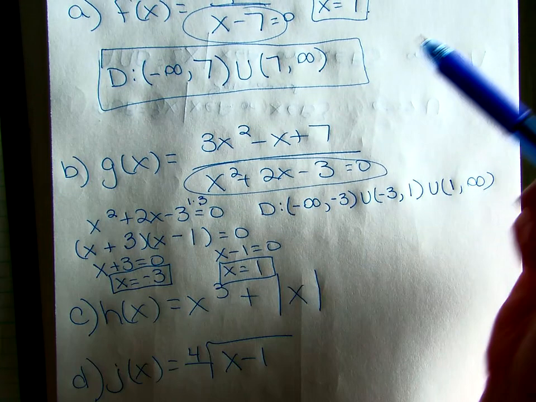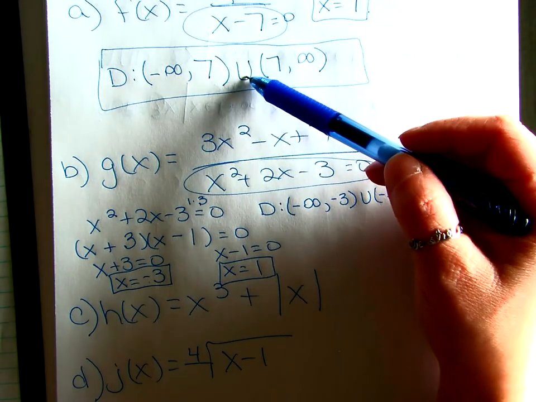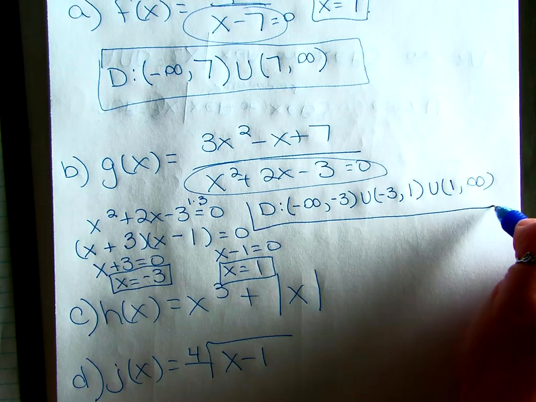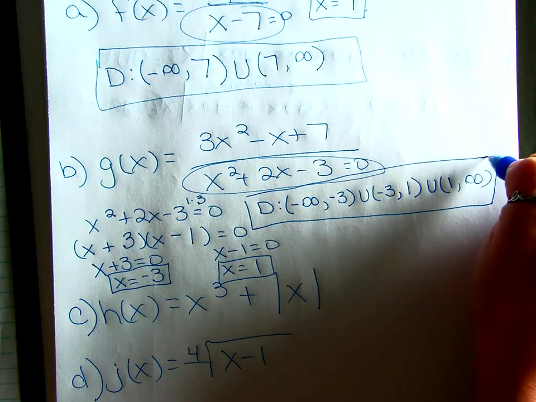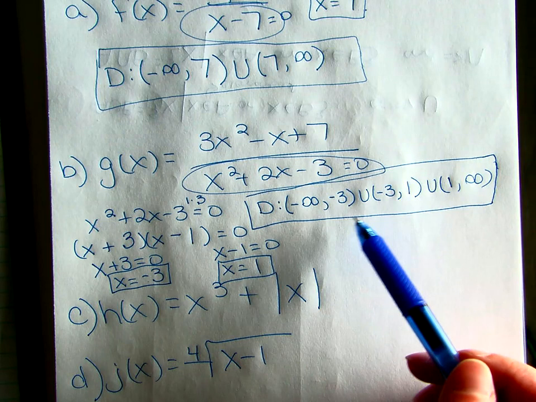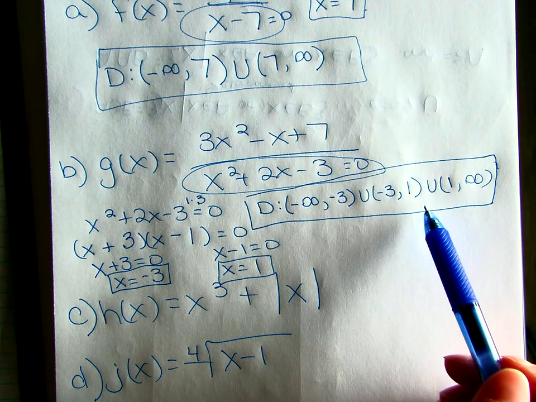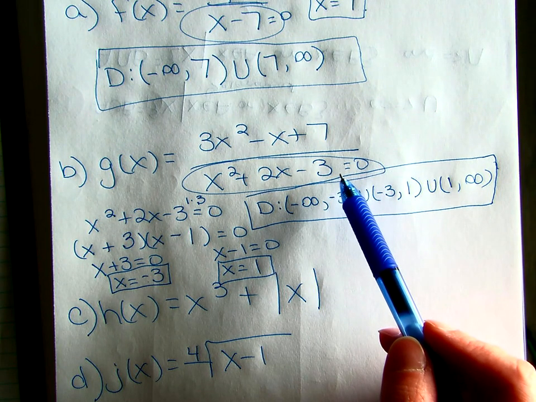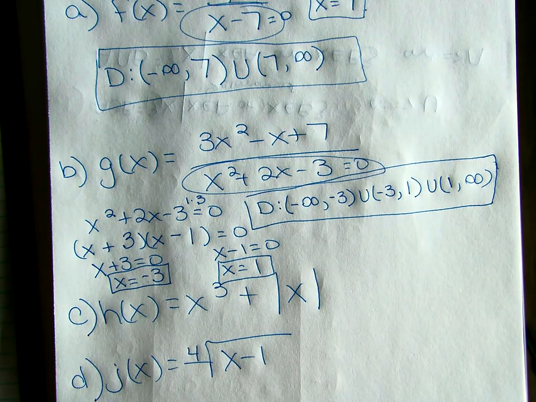So we had 2 trouble spots, so we have 2 unions. In the first one, we had 1 trouble spot, so we have 1 union. I think you kind of get the picture. If we had 3 trouble spots, we'd have 3 unions, and so on and so forth. So this time we had to get rid of both of those spots, though, because both of those would give us 0 in the denominator, which would cause problems for our function, because we cannot have 0 in the denominator.